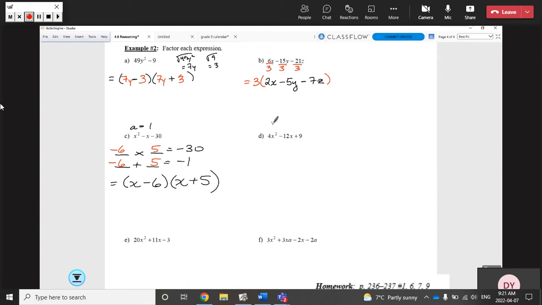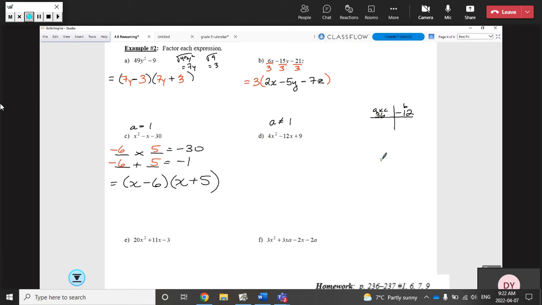Now this one here, a is not 1. A is certainly not 1 here. So what we're going to do is, first I'm going to have to pull out a calculator. Two numbers that multiply to a times c, right? A times c, and then they add to b. b is negative 12. A times c is 4 times 9, and it's 36.